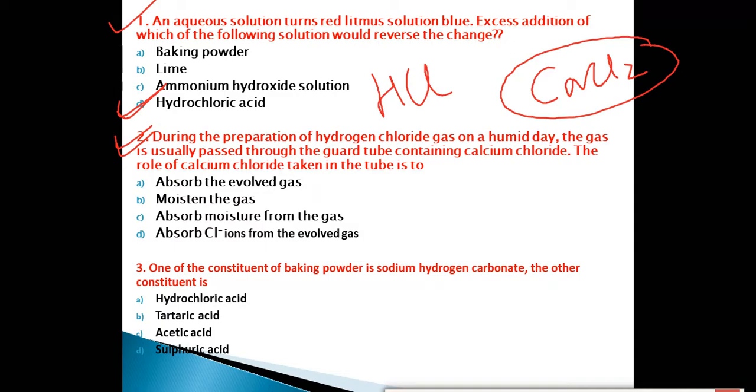Since hydrogen chloride was prepared on a humid day, there must be some moisture present in the HCl gas, so that should be removed from it. So calcium chloride is acting like a dehydrating agent, it is absorbing the moisture, correct? Now let's see what options are given. Absorbs the evolved gas? No, this is the wrong answer. Or moistures the gas? This is also the wrong answer. Absorbs moisture from the gas, absorbs chlorine ions from the evolved gas. Our correct option is option number C. It will absorb moisture from the gas.